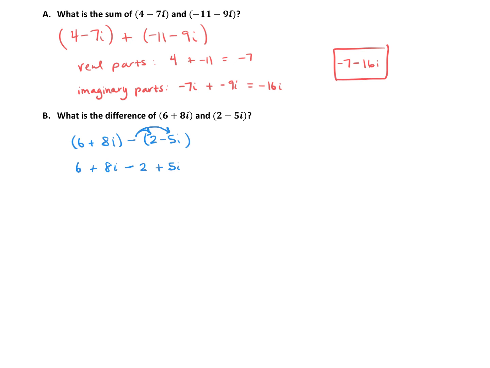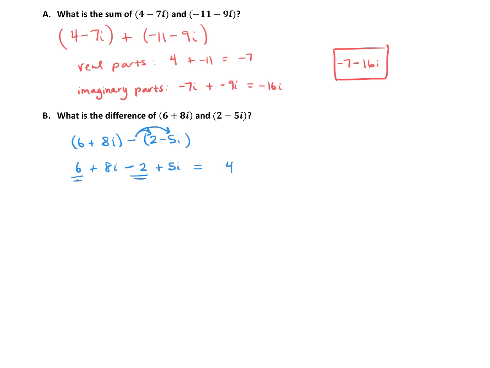So when we are subtracting or adding complex numbers, like we saw above, we identified the like parts. The real parts get added together, the imaginary parts get added together. So we can just pick those out. What are my real parts up here? We have a 6 minus a 2, so that's going to give us 4.